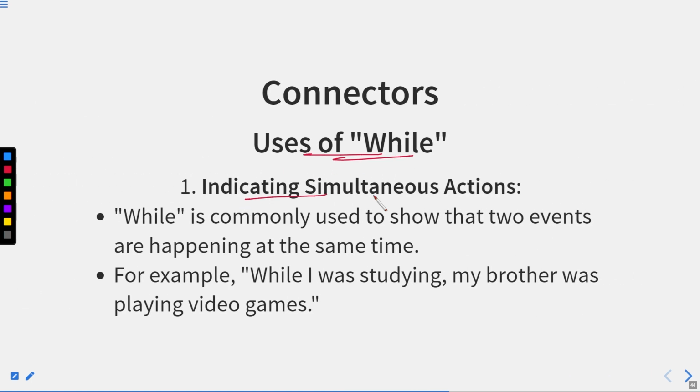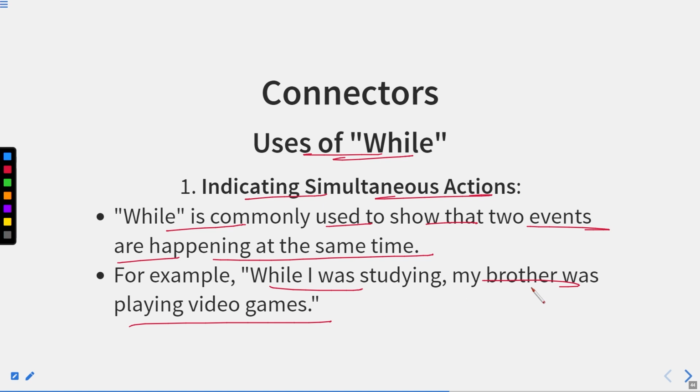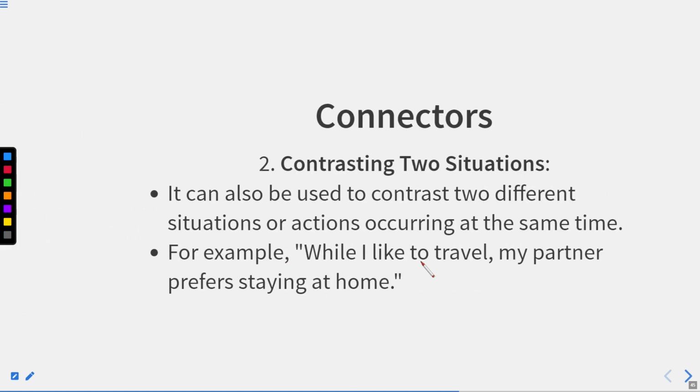Uses of while, indicating simultaneous actions. While is commonly used to show that two events are happening at the same time. While I was studying, my brother was playing video games. Okay, so two actions are taking place simultaneously.